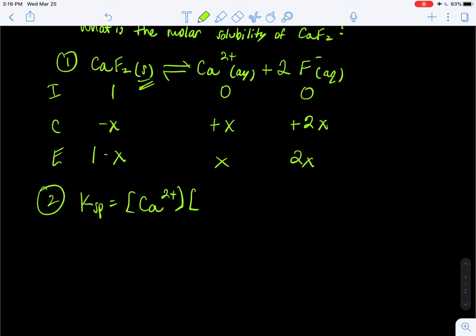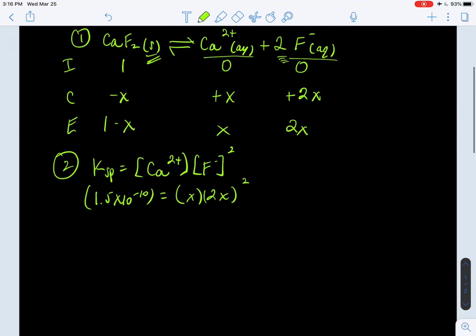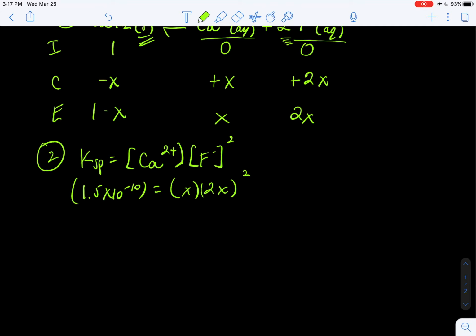So, this is a solid, so it doesn't enter into the equilibrium expression. We've got 1 calcium and 2 fluorides, so we have F minus to the squared, okay? And then here you would go to your appendix and look up the KSP of calcium fluoride. It's 1.5 times 10 to the minus 10th. And that's x times 2x squared, okay? And we've talked about the algebra of these coefficients and all of that before. This comes down to 1.5 times 10 to the minus 10 is equal to 4x cubed, okay?